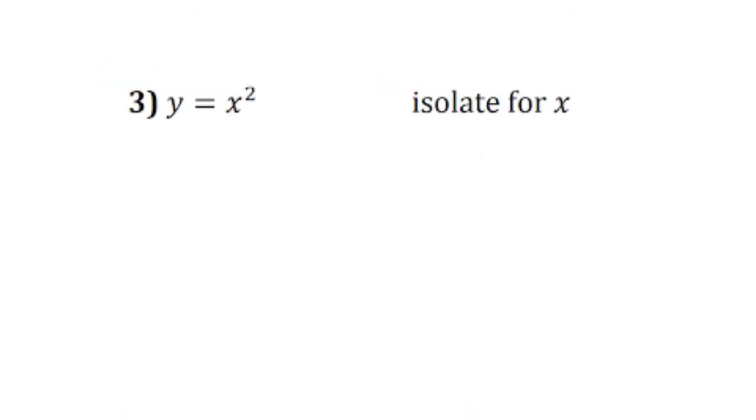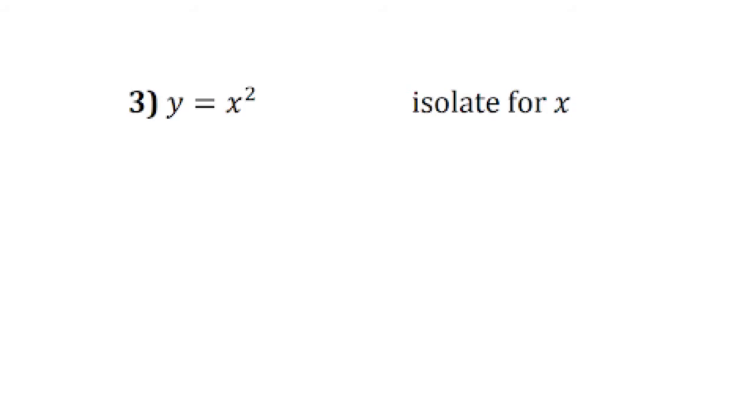In question number 3, our equation is y equals x squared, and they ask us to isolate for x. So they want us to get x by itself. Now, right now, the x is attached to this exponent 2. So this is an x that is being squared. Remember that anytime you're solving an equation or even isolating for a variable like we've been doing, you need to perform the opposite operation.